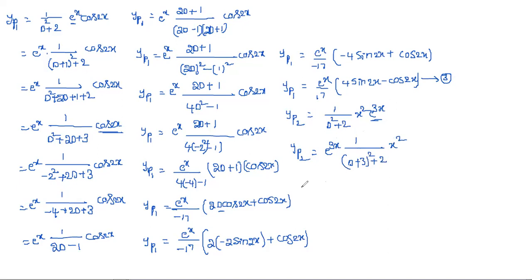And now we need to apply the third method. Before that, we need to simplify the denominator. So that is nothing but simply we can write D square plus 6D, by the formula (a plus b) whole square, plus 3 square is nothing but 9, plus 2. And then e power 3x into 1 by, what we have remaining, D square plus 6D, and 9 plus 2 is nothing but 11, into x square.